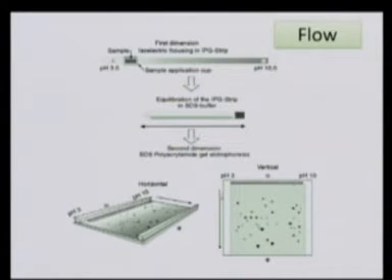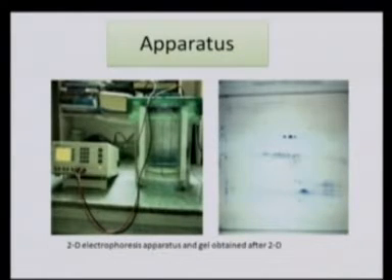Now this movement is towards the vertical direction, whereas the first one is towards the horizontal. And these spots which you are able to see here on this picture are nothing but the individual proteins which have been separated by using this two-dimensional electrophoresis.